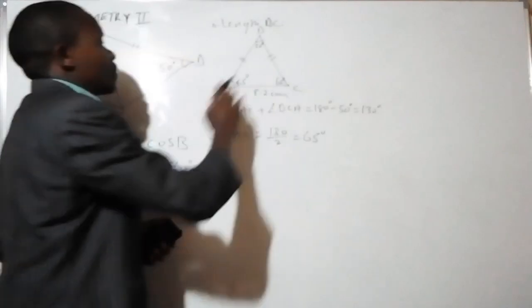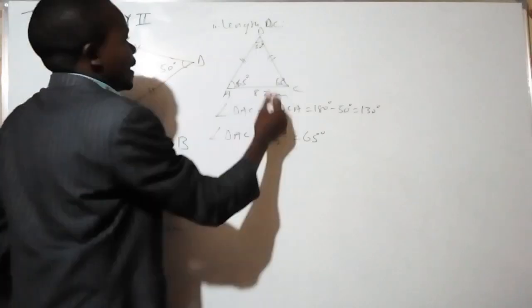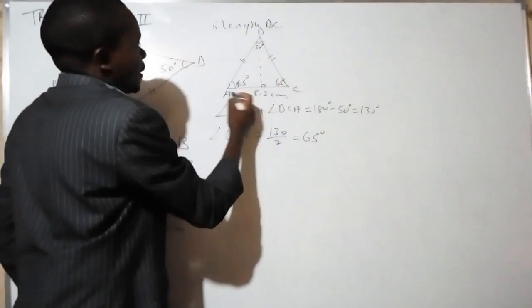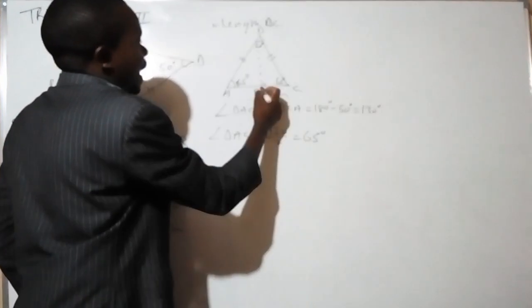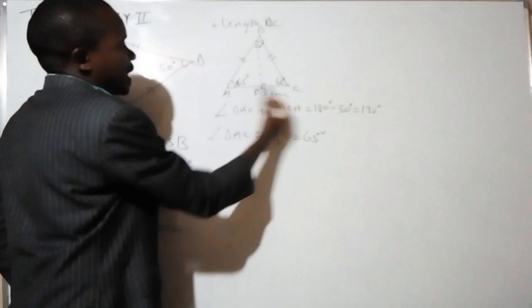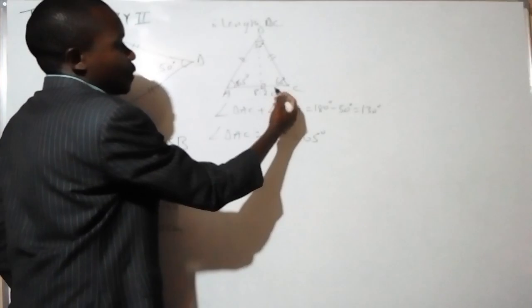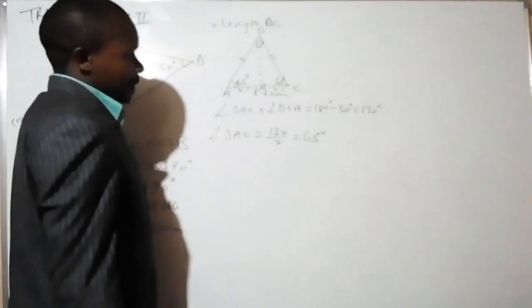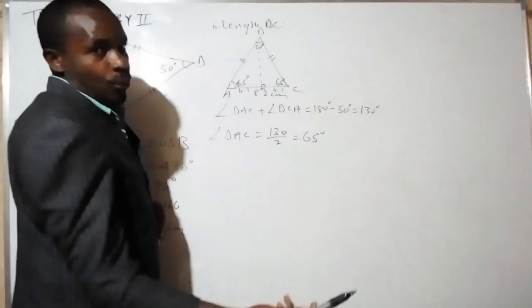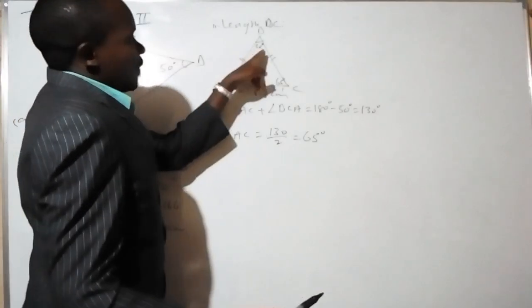They want you to get DC. You can drop a perpendicular line there, and let's say we have our M there. MC is equal to AM. Given that AC is 8.2, you divide it by 2 to get MC, which is 4.1. Because we have divided ADC into 2, ADC was 50 degrees, so 50 divided by 2 is 25.